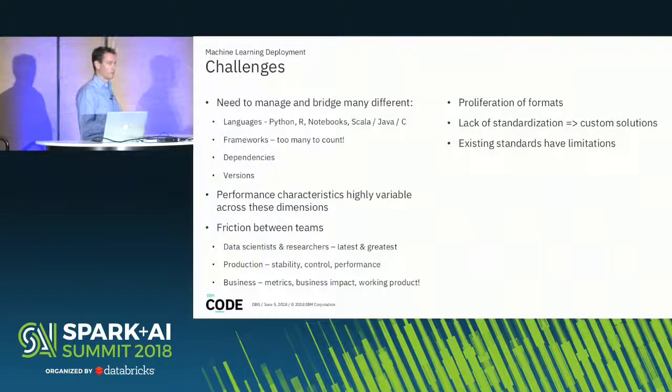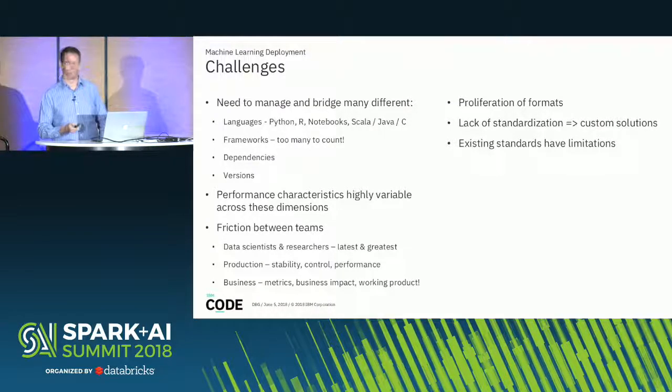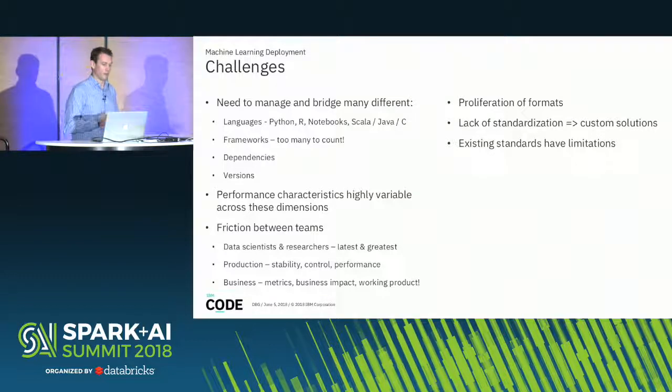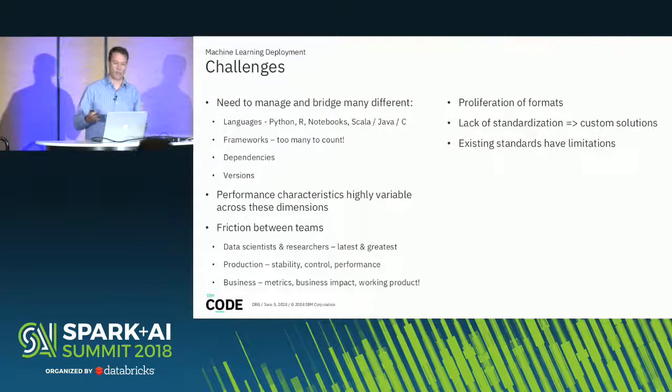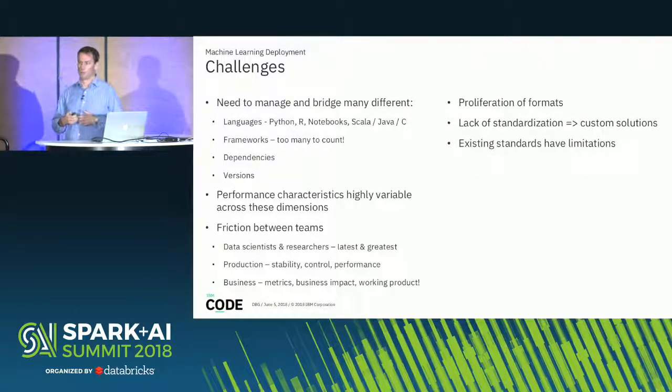You need to bridge frameworks, so many you can't even list them. And there's a new framework, in particular in deep learning, being announced pretty much all the time. You need to manage various dependencies, versions. And the performance across all of these characteristics is highly variable. So if you're just wrapping up a Python script in a Docker container, you don't really know if that is going to be performant in production. And this creates friction between teams. So your data scientists and your researchers, they always want the latest and greatest tools. So they might be wanting to train a model on the bleeding edge RC branch of TensorFlow to get the latest algorithm. But production doesn't like that, right?